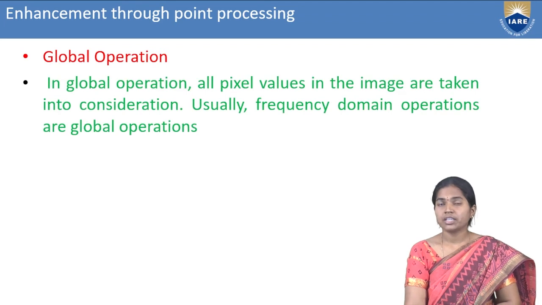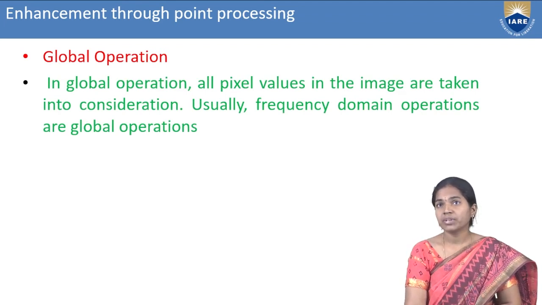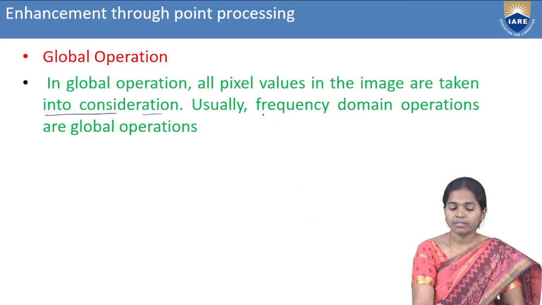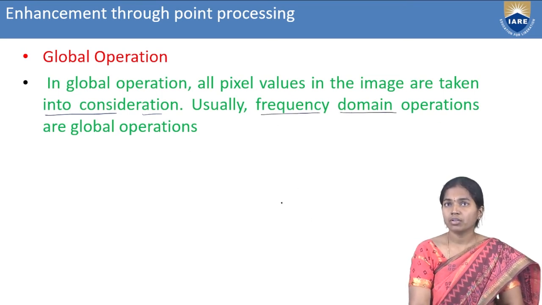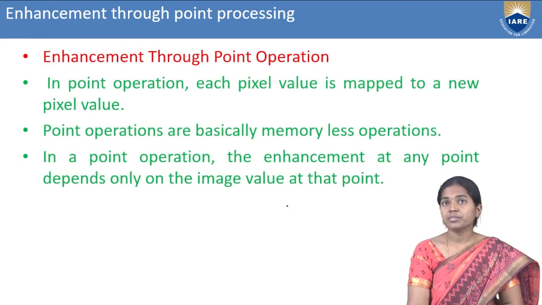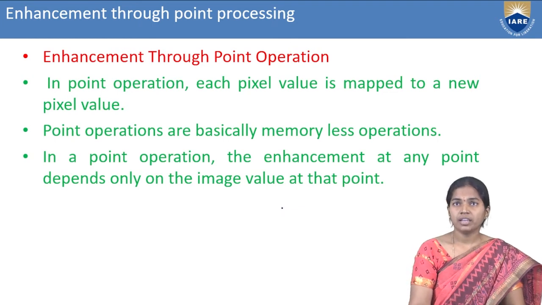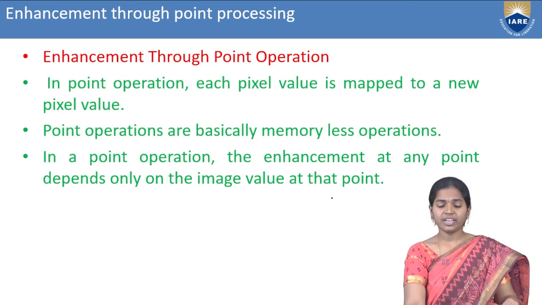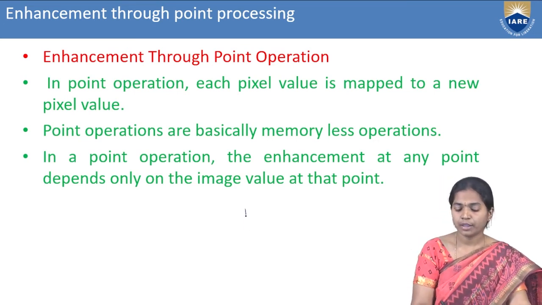Next, global operation. In this global operation, we need to consider the entire pixel values. All pixel values in the image are taken into consideration for global operation. Usually frequency domain operations are global operations. Now, enhancement through point processing. In point operation, each pixel value is mapped to a new pixel value. For example, I already explained this in this case. Here, consider any one image.